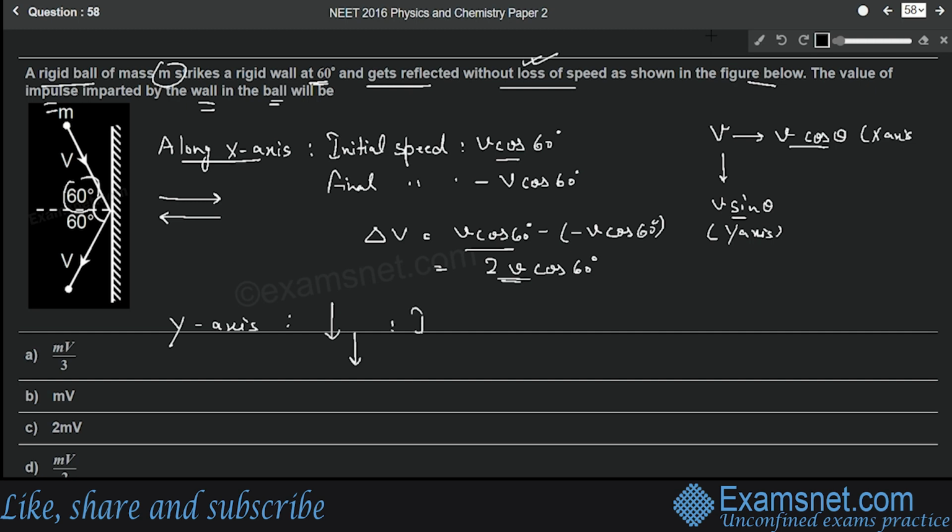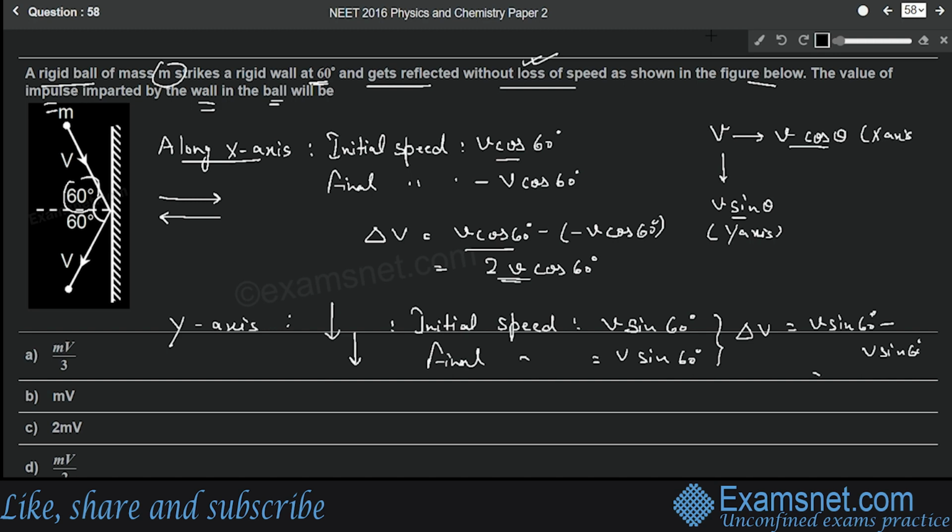So the initial speed along the y axis, we are talking about the component of speed, okay, will be v sin 60 degrees and the final speed will also be v sin 60 degrees. The direction is not changed in this case. So what will be the delta v? It will be v sin 60 degrees minus v sin 60 degrees, that means 0. Okay, so the change in speed along the y axis is 0. That means we have to consider the speed only along the x axis. Okay. What we have to find? We have to find the value of impulse imparted by the wall.